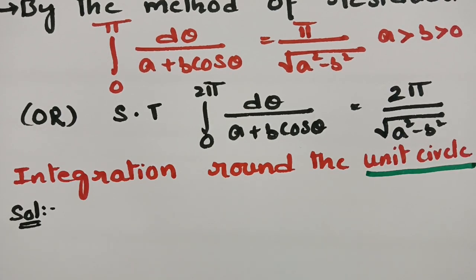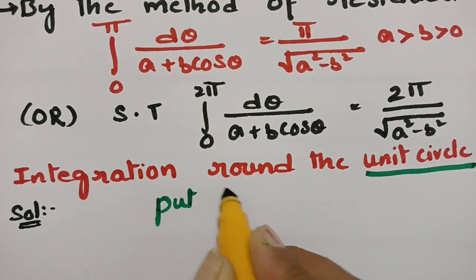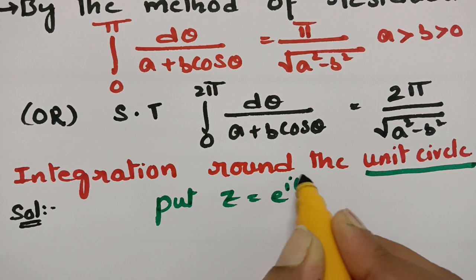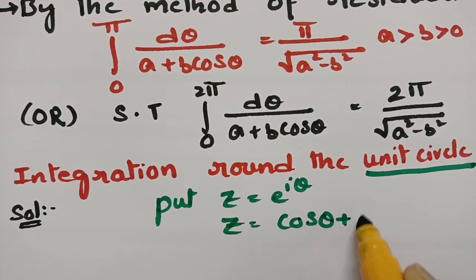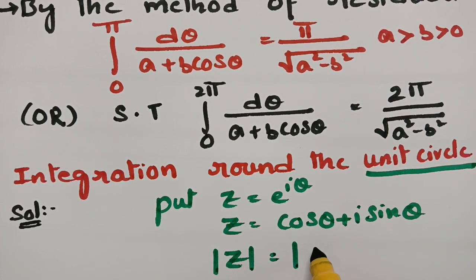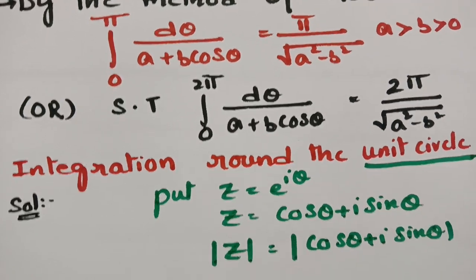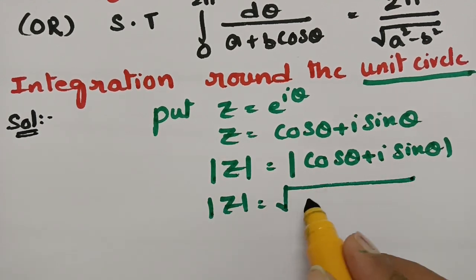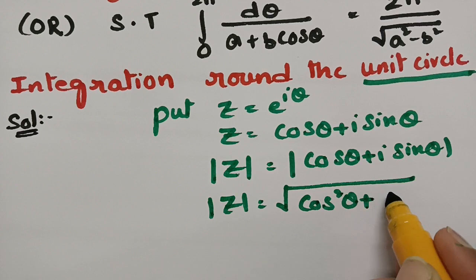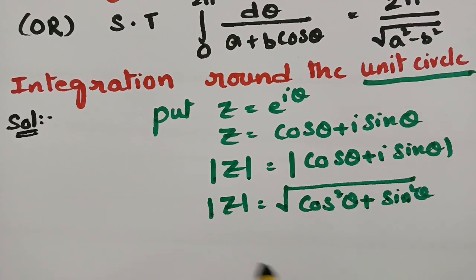Now, in order to consider the unit circle, we have to put z is equal to e power i theta. So what is e power i theta? This is cos theta plus i sin theta. If I consider modulus on both sides, that is modulus of cos theta plus i sin theta, then mod z is equal to root over cos square theta plus sin square theta, which is equal to 1. Therefore, we got mod z is equal to 1, which is a unit circle.